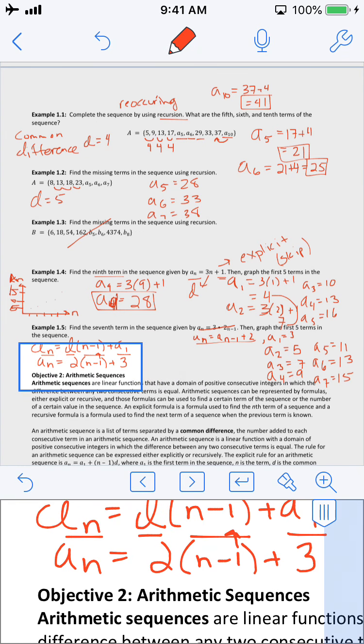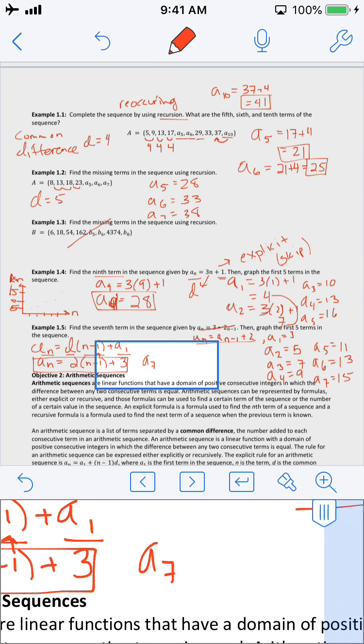So our explicit formula is this. Or if we simplified it, 2n minus 2, right, distribute that 2, we would get 2n plus 1. 2n plus 1 would be our explicit formula. Okay, and then the 7th term, we plug 7 into that. Oops.